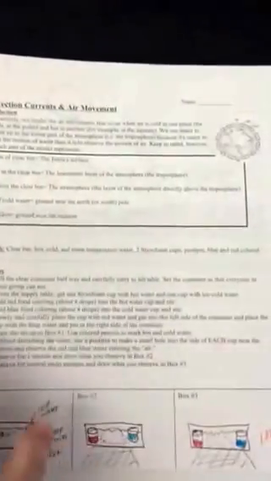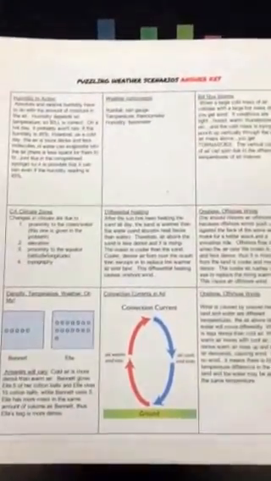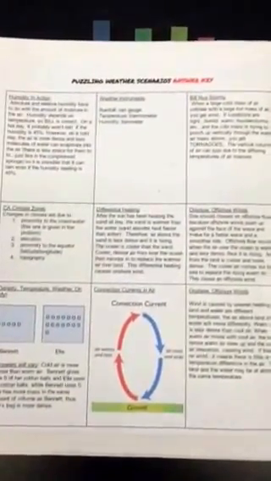And 106 is the convection, current, and air mass lab. We looked at how hot and warm air fronts occur. And then we also have, on page 107, the puzzling weather scenarios. Remember, you might see some of these on the test, so make sure you review this.